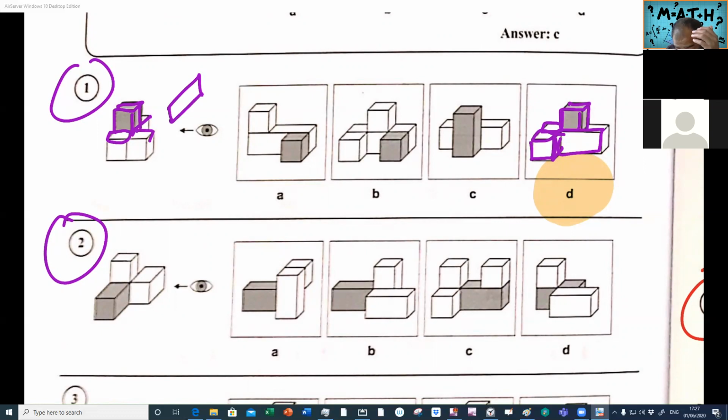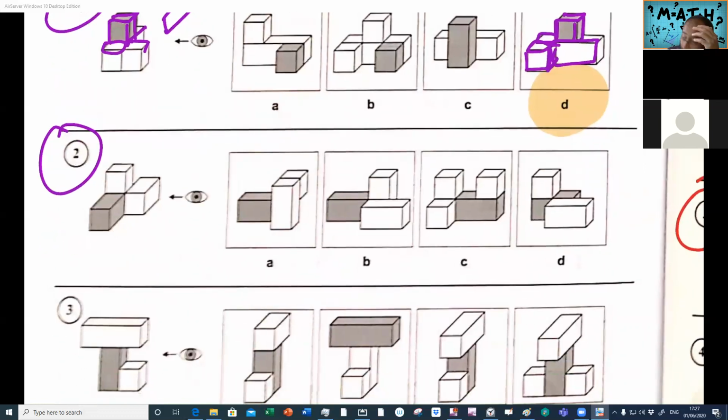Question number 2, Iman. If you look at it from there, the answer should be B, because you have a white bit and then a gray bit, a white bit and then a gray bit, and the white bit popping up, white bit popping up. So these ones are all wrong. It has to be B.